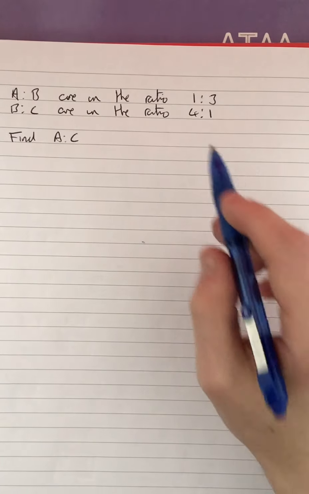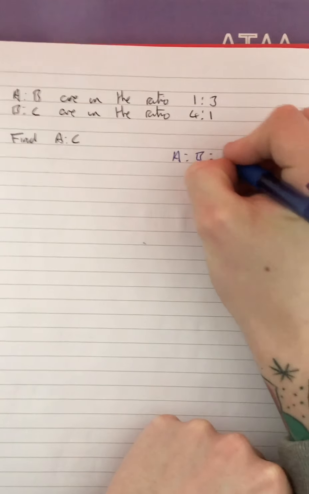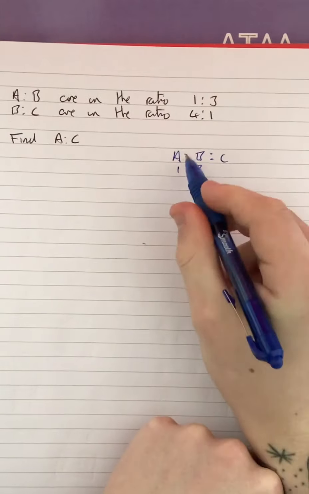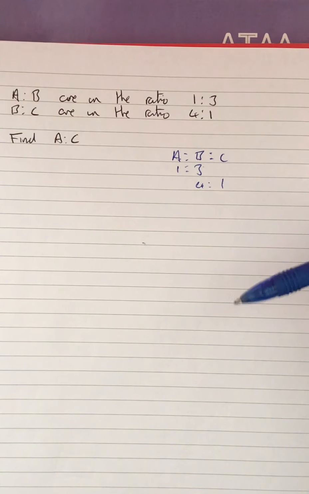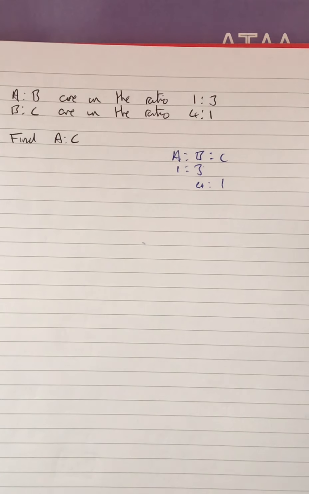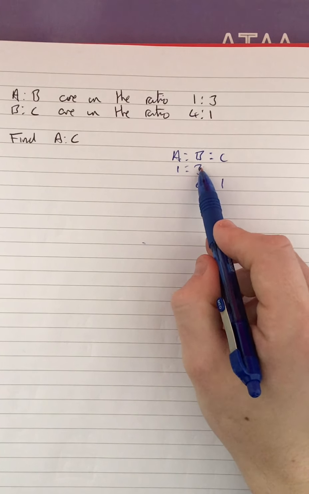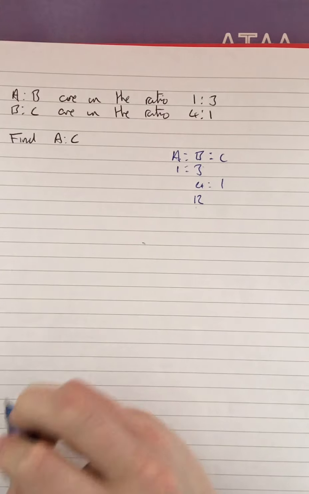A and B are in the ratio 1 to 3. B and C are in the ratio 4 to 1. So let's write A, B and C. 1 to 3, A to B. B to C is 4 to 1. Now, unlike question 1 of these examples, they're not already the same. Unlike question 2, it's not very easy to get from 3 to 4 or to get from 4 to 3. So we're going to have to change both of them, okay? Now, what number can we get to easily from 3 and 4? 12 is the answer, okay?